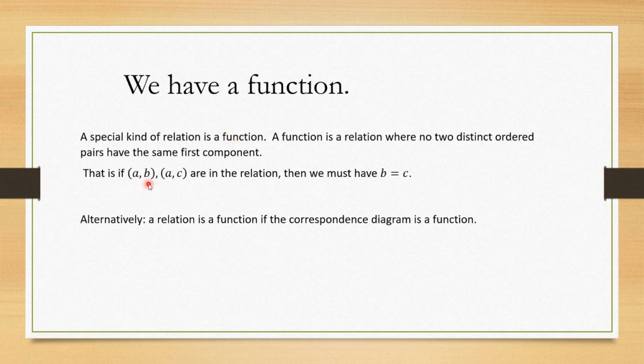In other words, it's a relation where if you have these two in there, then B has to equal C. That's the only way you can have these two ordered pairs in there. Okay, that's probably confusing, I know. Another way of thinking about it is a function is a relation when all the ordered pairs have different x coordinates. That's a better way of saying it. So when all the x coordinates are different from each other.